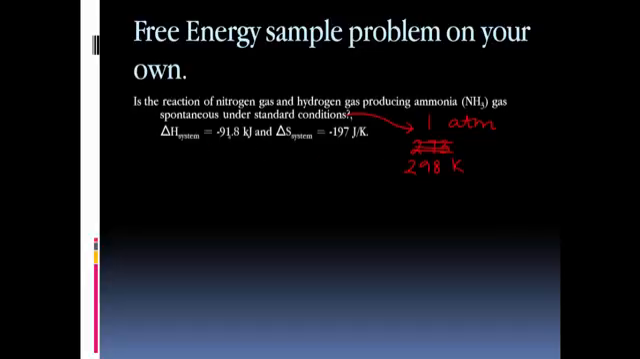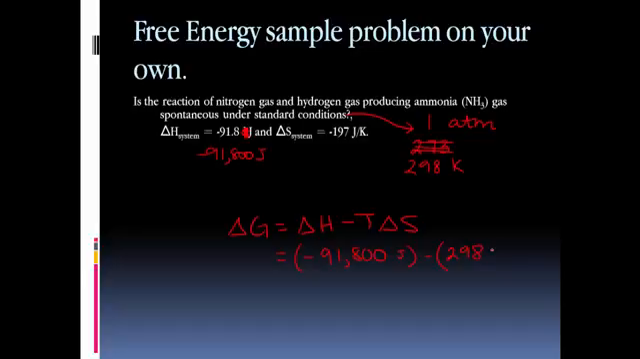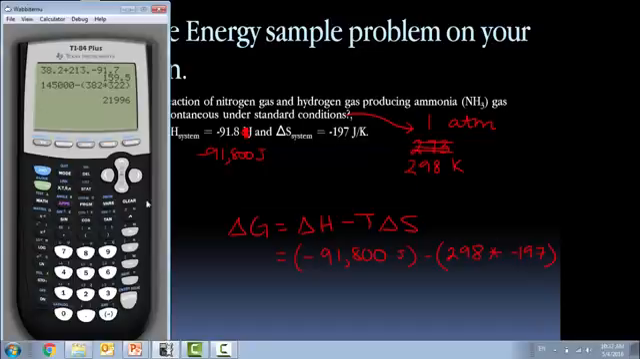Okay, so we're going to plug in our numbers. Again, delta H needs to be in joules, so we get rid of the kilo and multiply by 1,000. So negative 91,800 joules is my delta H. Delta S is a negative 197. So plugging in, delta G equals delta H minus T delta S. Negative 91,800 joules minus temperature, 298 is standard temperature for thermo stuff, times negative 197. So let's grab our calculators, pause, and you do the calculation.